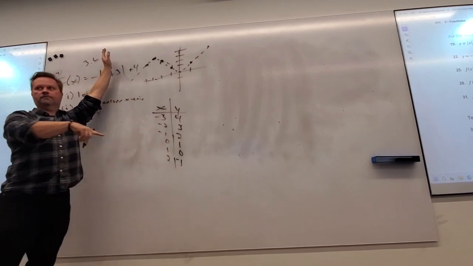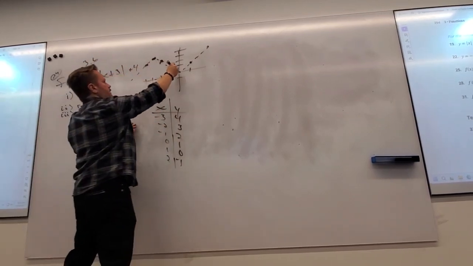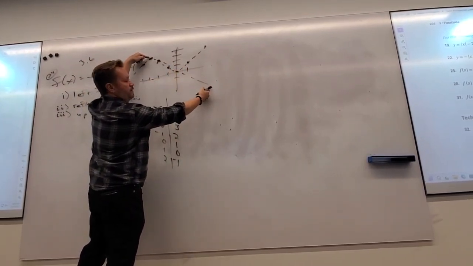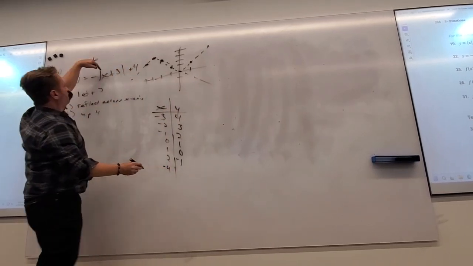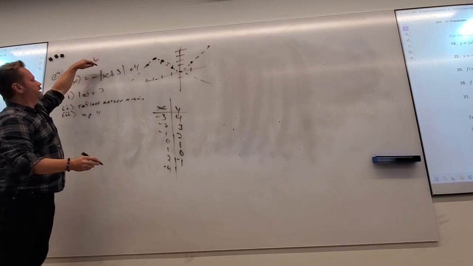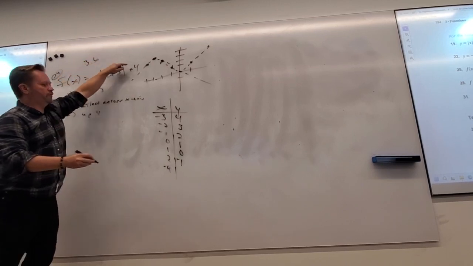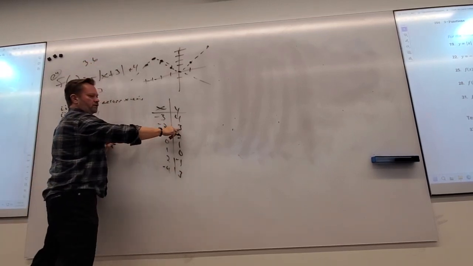This looks like a straight line. In fact, it is this straight line. But if you put in -4, -4 plus 3 is -1, absolute value is 1, -1 plus 4 is 3. It turned again.